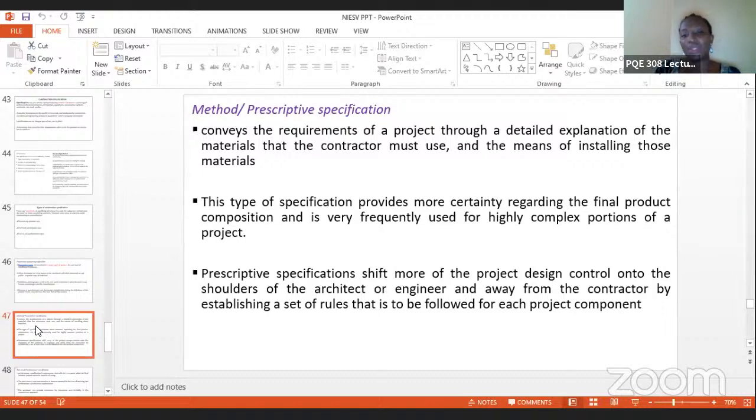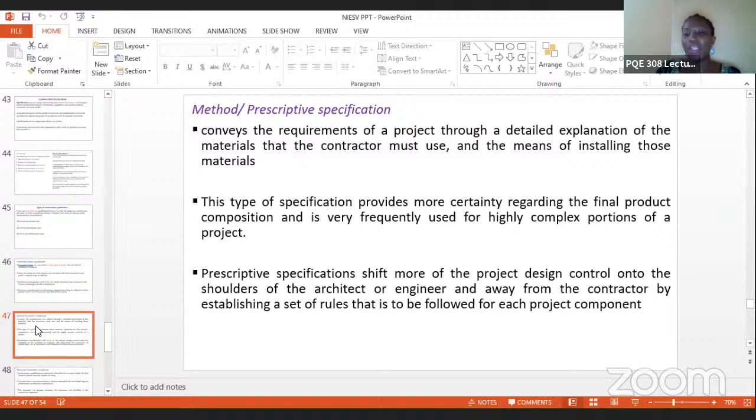So in method or prescriptive specification, the properties of materials and methods to employ are described in detail. It's just like, what will I say, a Bible for a beginner. You don't have to cram everything. How you are going to do the work is there. So this type of specification provides more certainty regarding the final product composition, and is very frequently used for highly complex portions of the project.